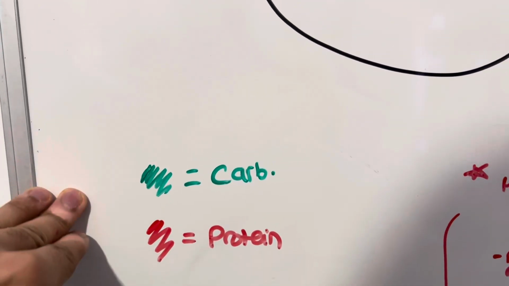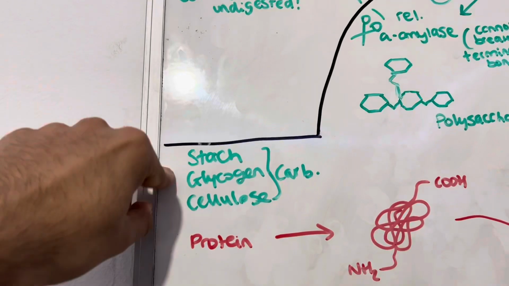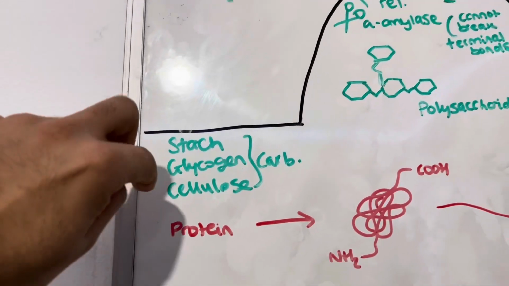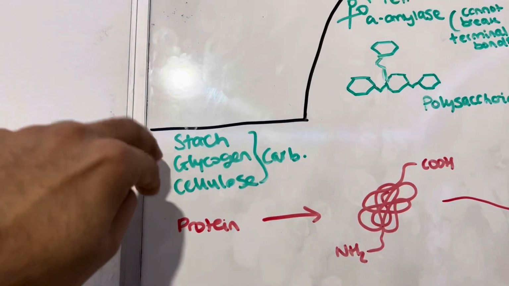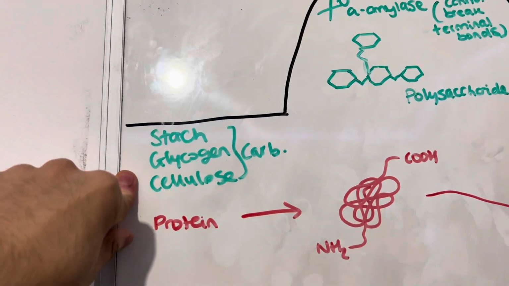Okay, so this is a fly through of carb digestion and absorption. So we've got different types of carbs. We've got starches, glycogens, and cellulose. Starches and cellulose are found in plants, glycogens from meats. Important to bear in mind A-level knowledge.